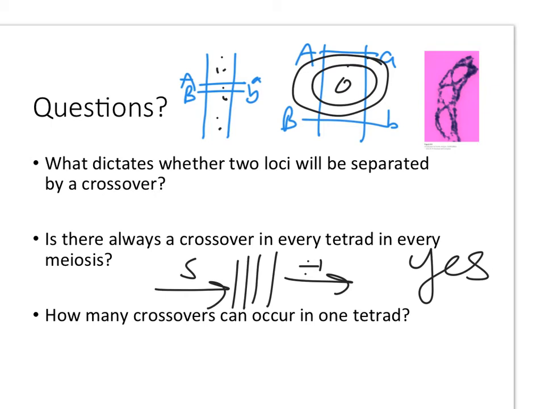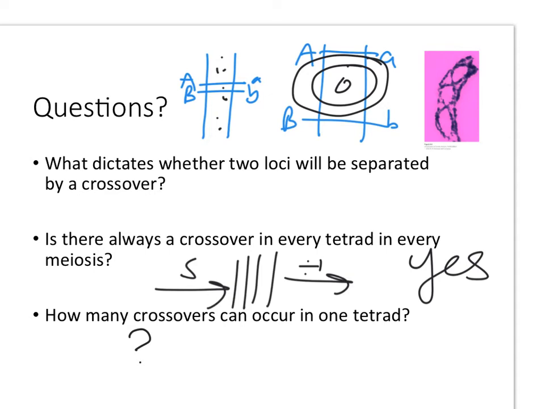How many crossovers can occur in one tetrad? So when you look at a single one of those, right before meiosis 1, how many breaks get made? It's at least one. That was the second question. Recombination is going to happen for every tetrad. How many times it happens is variable. Depends on the species you're looking at. It depends on a lot of factors.